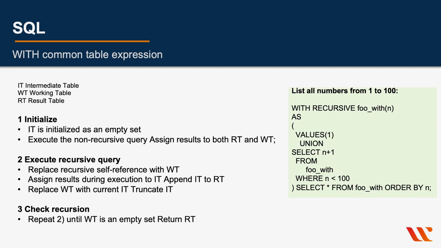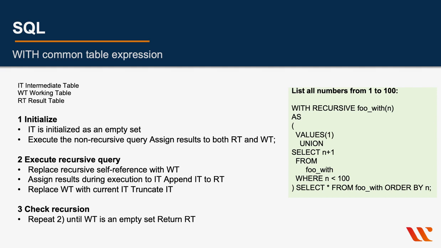So here, on the left, we can see what the formal explanation looks like for this recursion. So IT is the intermediate table, WT is the working table, and RT is the result table. So these are the three separate tables. The first step is to initialize. So the intermediate table is initialized as an empty set. You execute the non-recursive query, and assign results to both the results table and the working table.